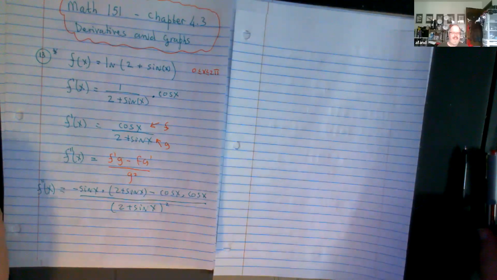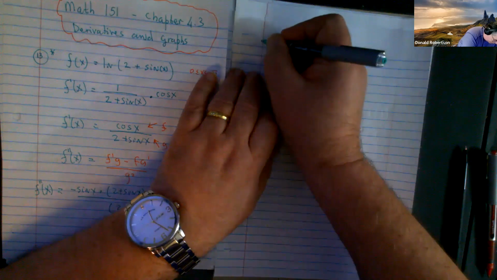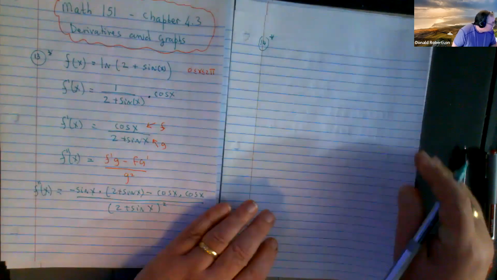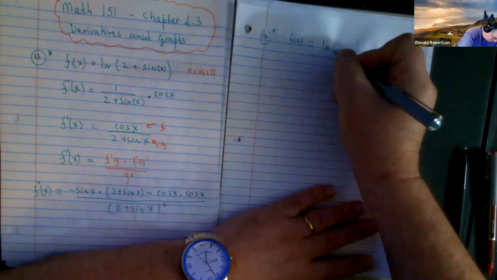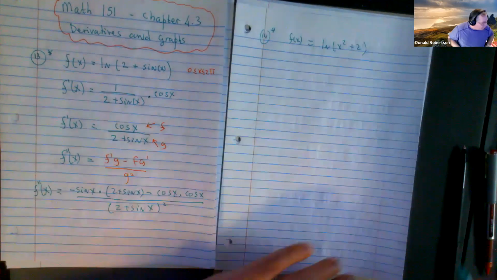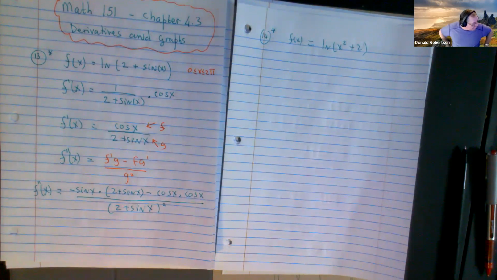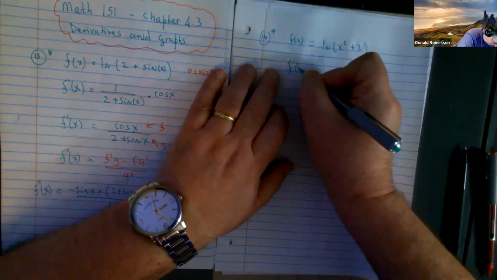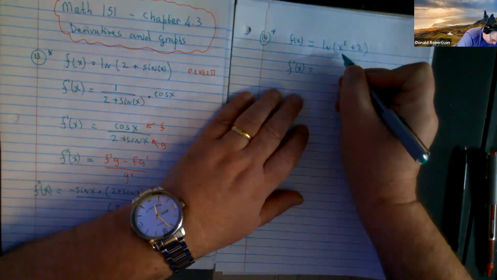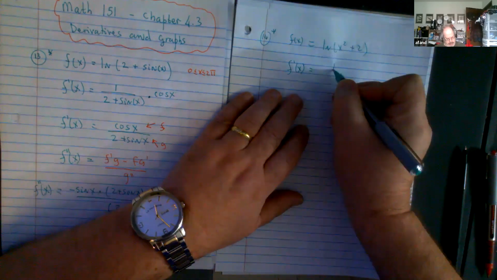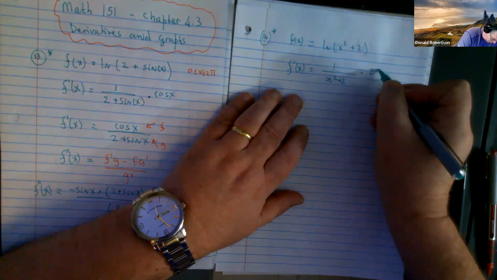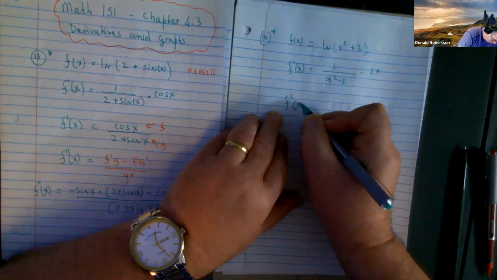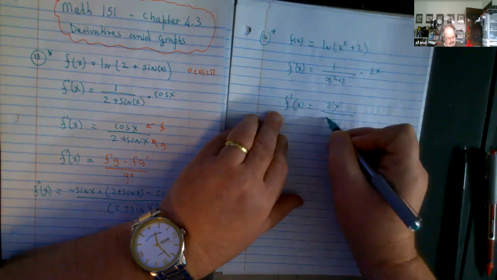The next one also has a log in it. This is going to be question 14, and I'm only going to take this question part of the way. We're being asked again, concave up, concave down. So first derivative: the natural log of something, 1 over something, times the derivative of the inside function. So the first derivative ends up being that.